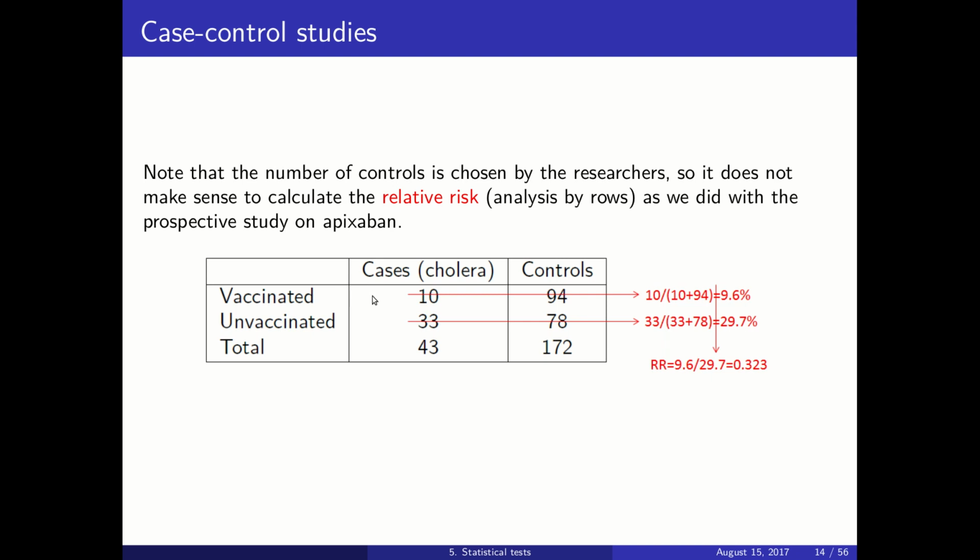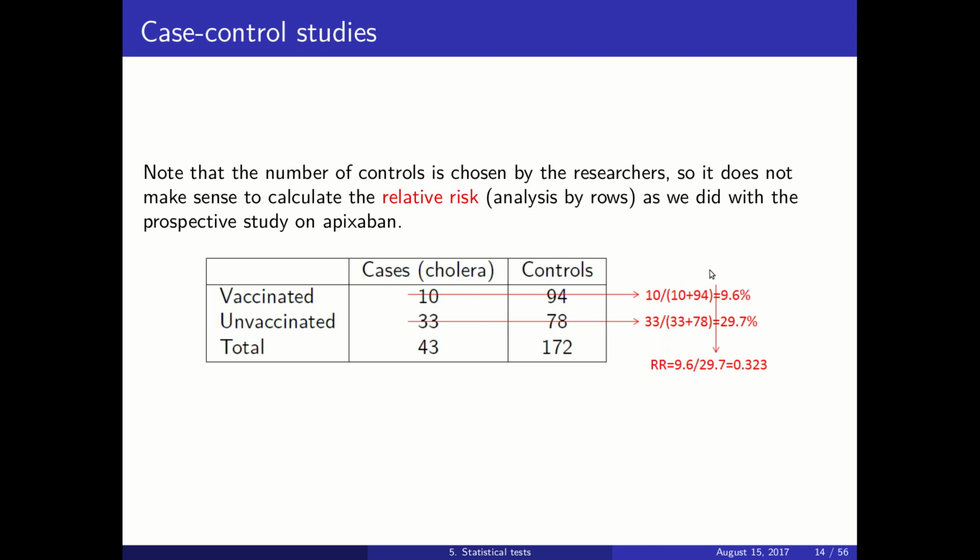So the relative risk in this case, an analysis by rows, would consist of taking all the people in a row, so this would be 10 plus 94, and then the risk of getting the cholera in this group would be 10 over 104. So that is 9%. In the unvaccinated group, it is the same: 33 divided by the sum of 33 plus 78. And the problem is that since you can put more or less controls here, you can artificially change these ratios.